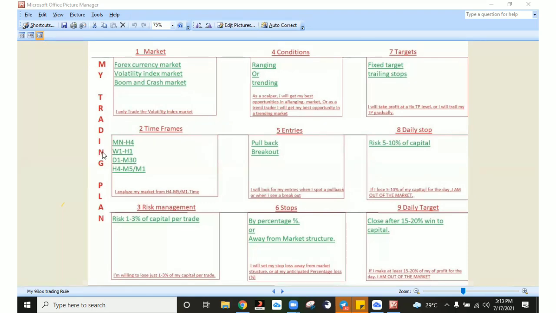So as a trader, number one rule in your 9-box trading rule is the market. You want to first of all ask yourself, what markets am I trading today? What market should I trade today? Should I trade the Forex currency market, or should I trade the volatility index market, or the boom and crash markets? That's the first thing you want to ask yourself.